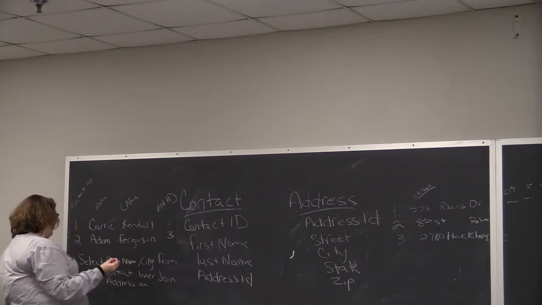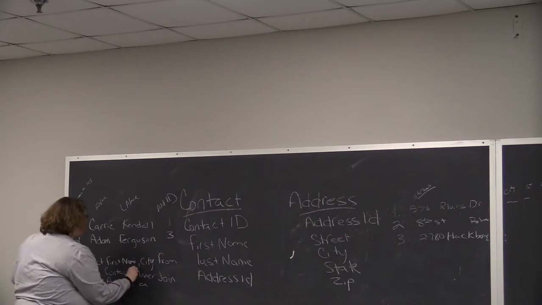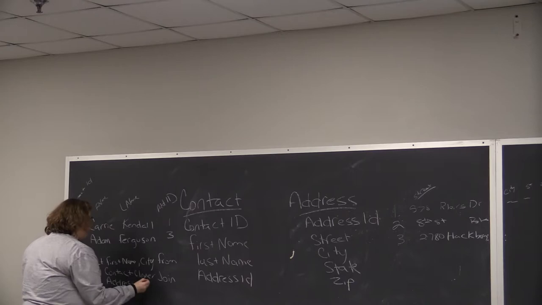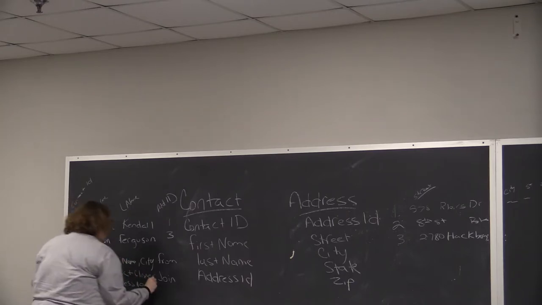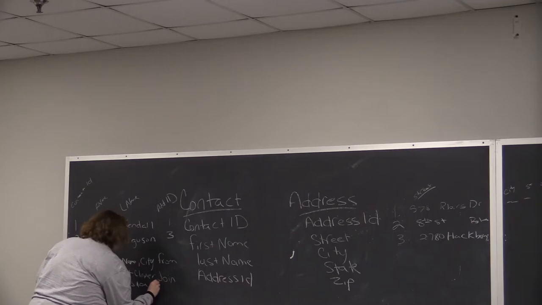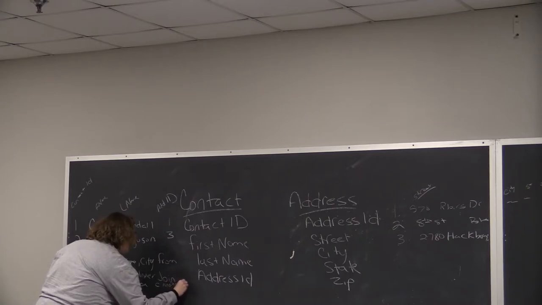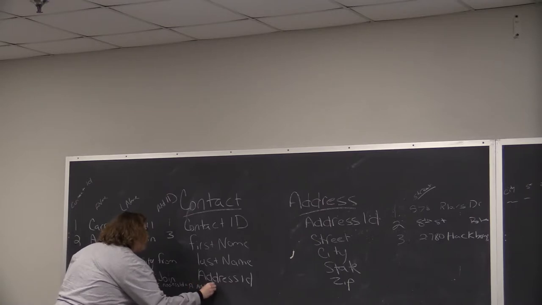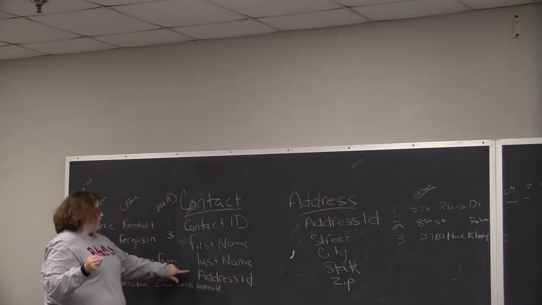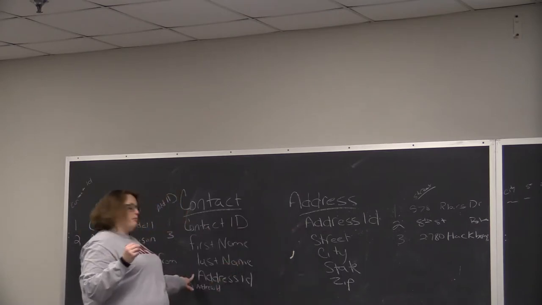Oh, let me alias these things. Let's say from contact C, inner join address A. I'm just making a little shortcut so I don't have to write everything out. So inner join on C dot address ID equals A dot address ID. Because we have both of these fields. We have this field in both tables.